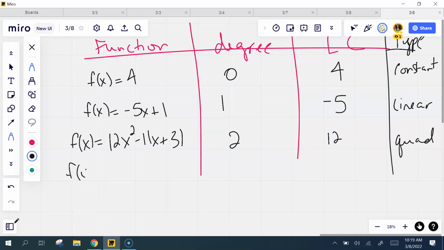Next one, negative x cubed. I'm sure y'all can figure these out from here and don't need me to go through. That's okay. What's the degree? Leading coefficient? Negative 1. A lot of you missed that on your quiz yesterday. Negative 1 because there's nothing there. And how about the type? A cubic.